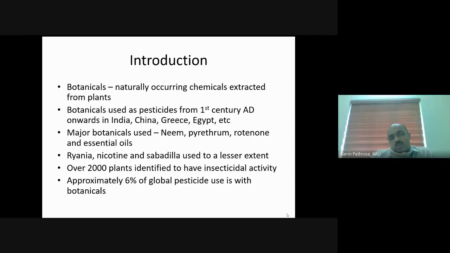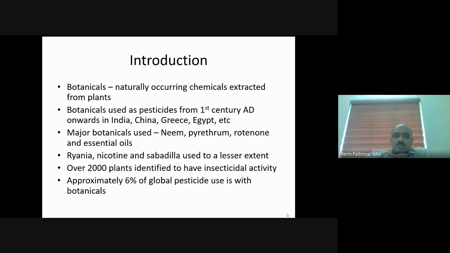And these are one of the most widely used, age-old plant protection products. They were used from the first century AD in China, India, Greece, Egypt, etc. In those times, the most common one used was neem, obviously in India. In our country, neem was the major botanical used for plant protection. Pyrethrum was not used in our country because the crop is not grown here widely. Certain countries use rotenone, and nowadays essential oils are becoming more and more common.